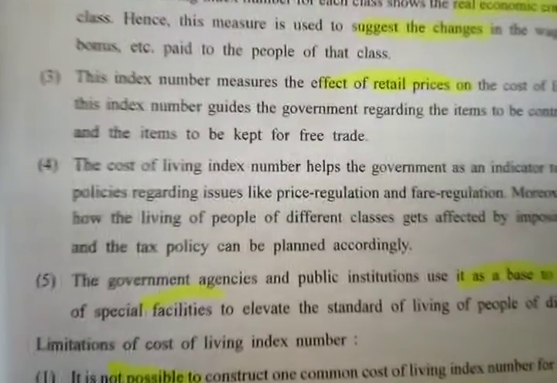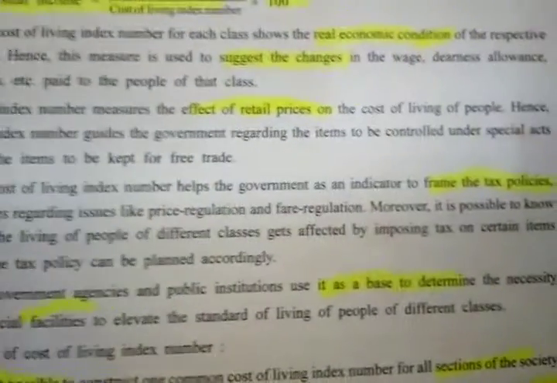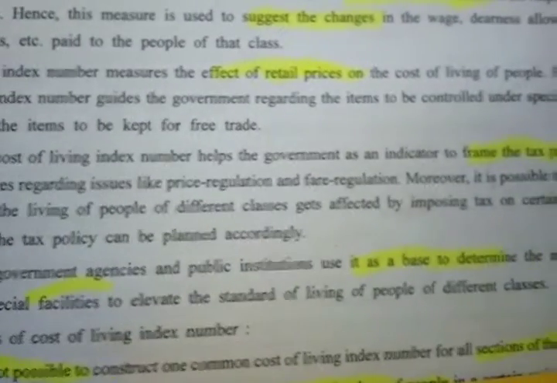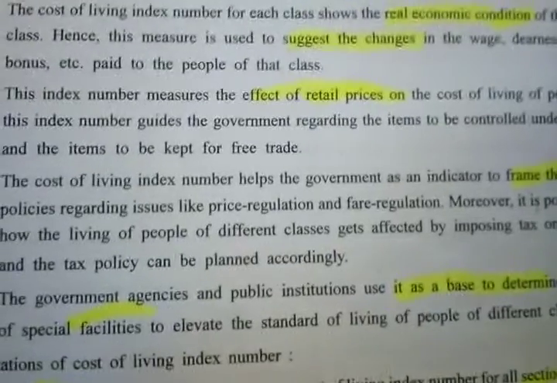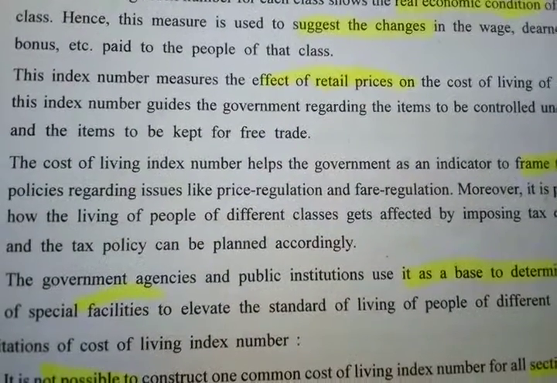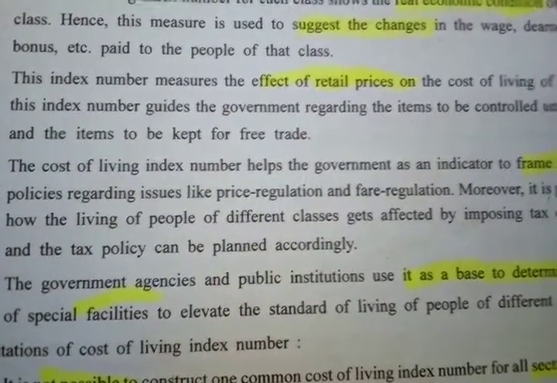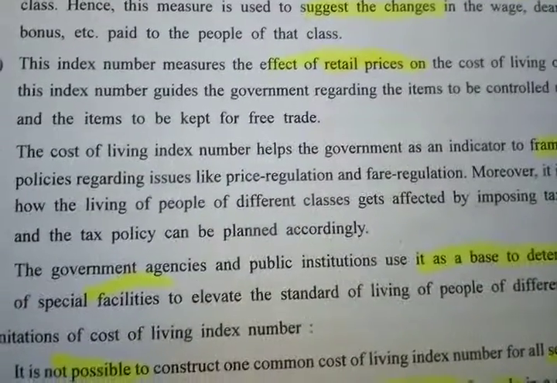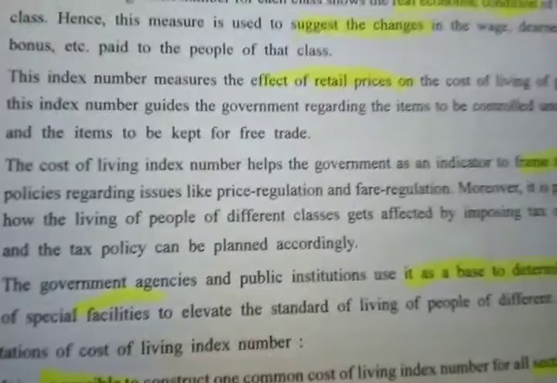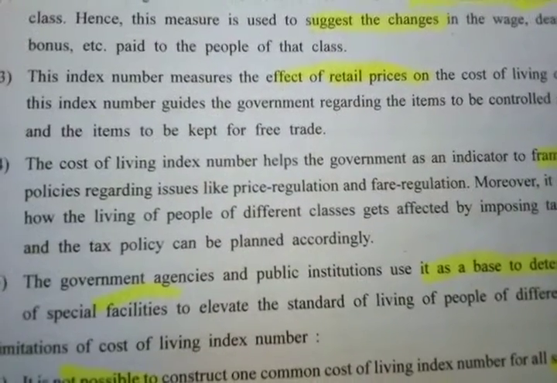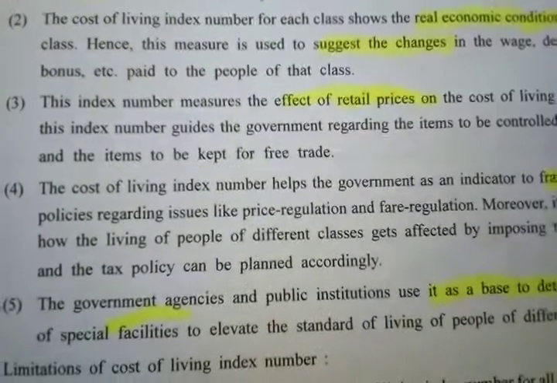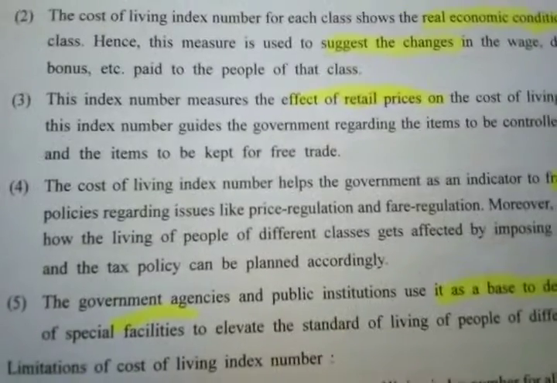Number 5 is the government agencies and public institutions use it as a base to determine the necessity of special facilities to elevate the standard of living of people of different classes. If the government wants to improve the financial or the purchasing power capacity of a certain section of the society, or a particular class of people, government can base their calculations on cost of living index number. So these are the major uses of cost of living index number.